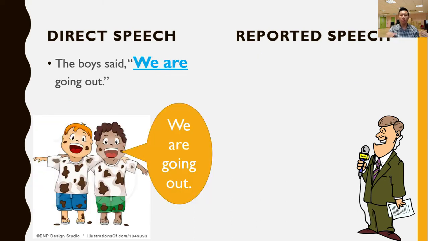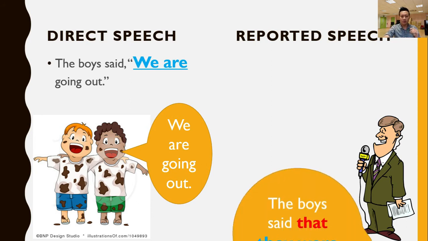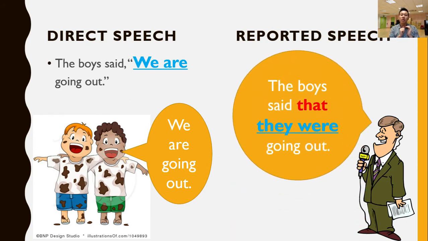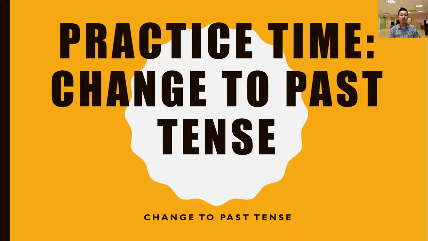Alright, let's come to one more before we practice, using some simple examples. So the third example, the boys said, "We are going out." In reported speech, the reporter will say, the boys said that they were going out. So the change is from "we are" to "they were." Again, just taking a step back, we included the word that, and of course we removed the open inverted commas, the speech marks.